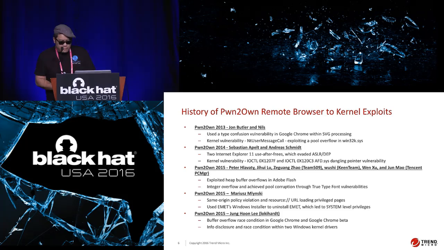And here's a slide that shows basically our Hall of Fame of folks that have produced remote browser to super user exploits. They've bypassed pretty much all the things I had discussed in the prior two slides, and it's a tall order, and we're really proud of these guys. So you have John and Nils, you got Sebastian and Andreas, all great guys, by the way. The Keen team, Mario Heiderich, by the way, his system escalation bug is probably the most hilarious bug at Pwn2Own of all time, because he was able to use the EMET installer to uninstall EMET, and as a result, get SYSTEM with it. That's super wild. Who does that, man?